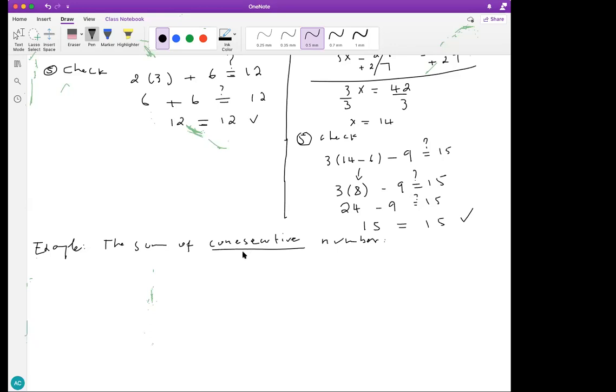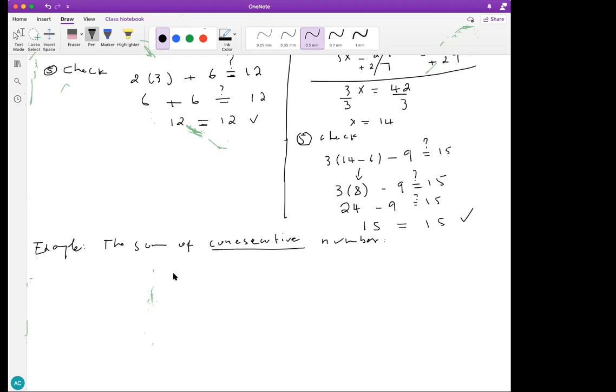Those are not consecutive. So another application of linear equations is when we find a consecutive number or consecutive numbers knowing only their sum, not knowing the numbers themselves. Let's say the sum of two consecutive numbers is, for example, 13.